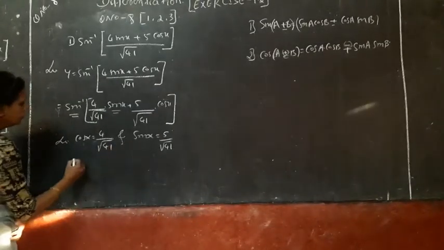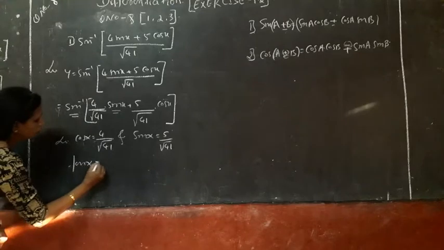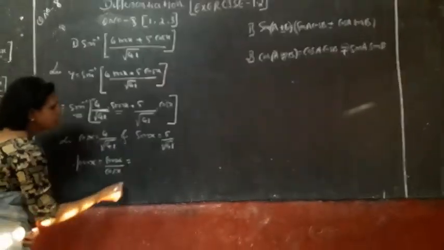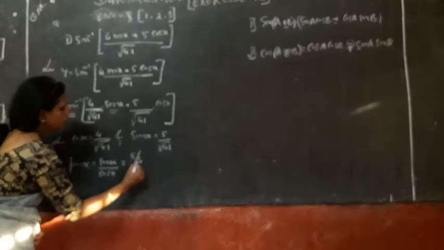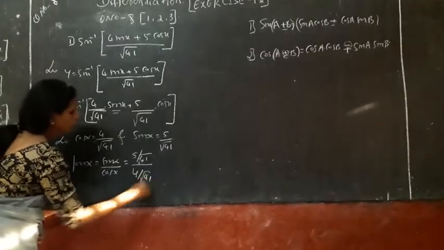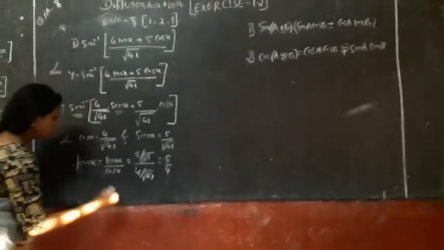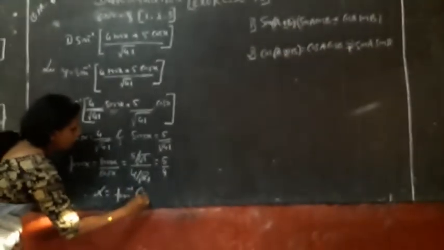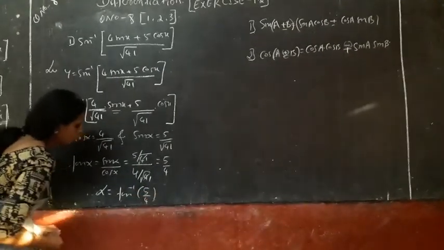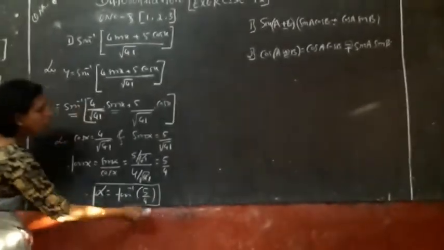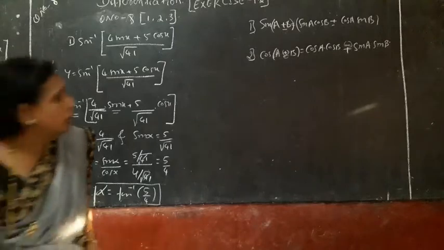Let us calculate tan alpha for that. That is sin alpha upon cos alpha. Sin alpha is 5 upon root 41 and cos alpha is 4 upon root 41. We get 5 upon 4. Therefore, alpha equal to tan inverse 5 upon 4. First calculate this value of alpha. Next, see here.